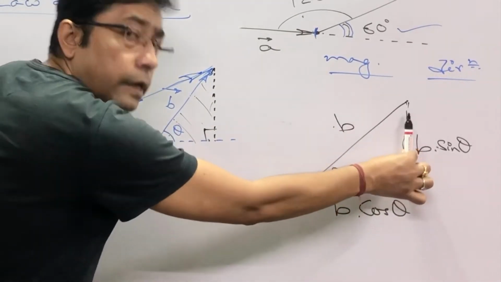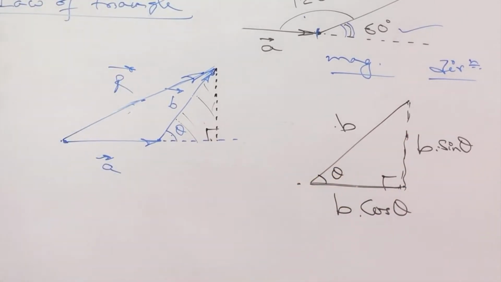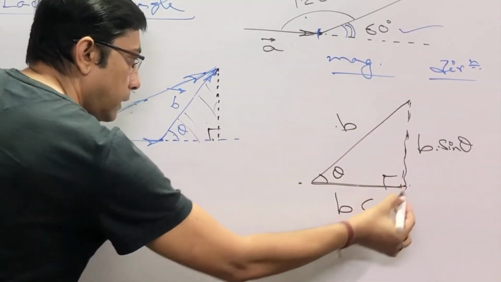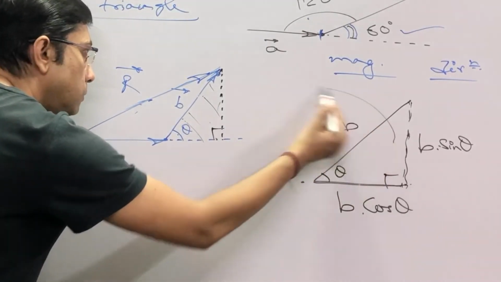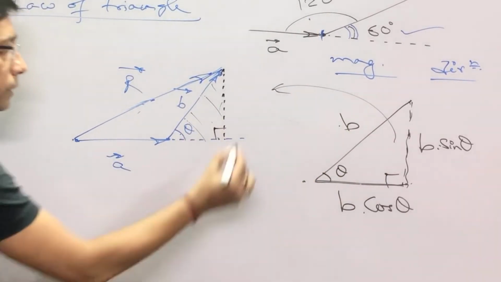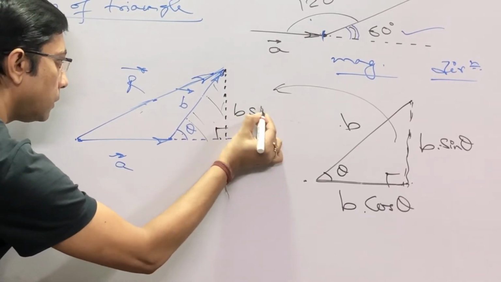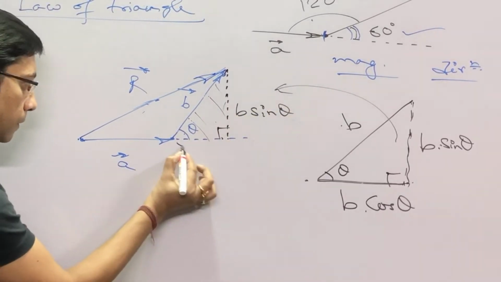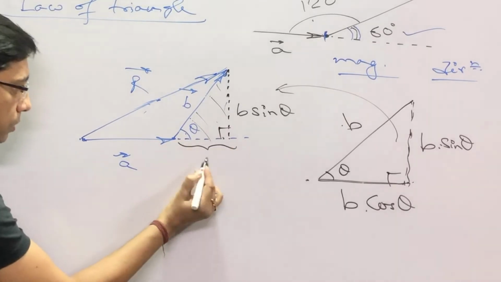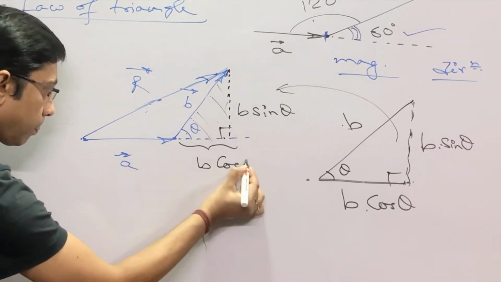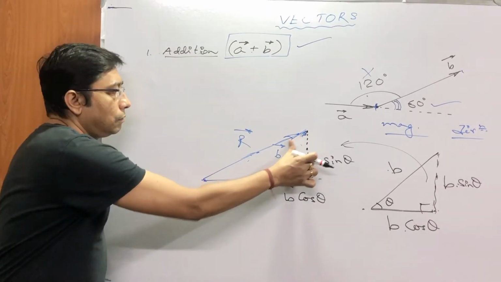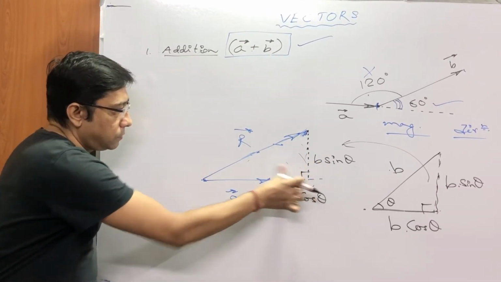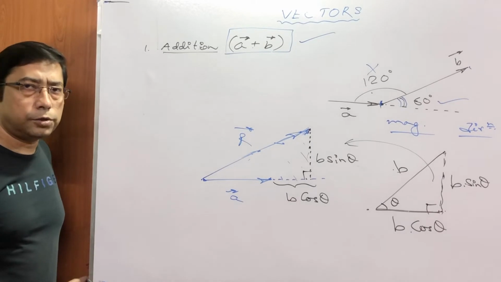So remember this idea. Perpendicular equals hypotenuse sine theta. Base equals hypotenuse cos theta. So this is given by b sine theta, this length is given by b cos theta. Let us put those values back to this. That means this is b sine theta and this is this much, b cos theta. Now, I told you this is going to be very tough. I am erasing this.